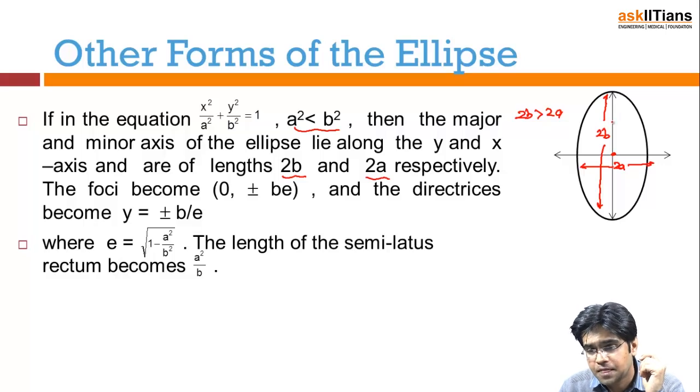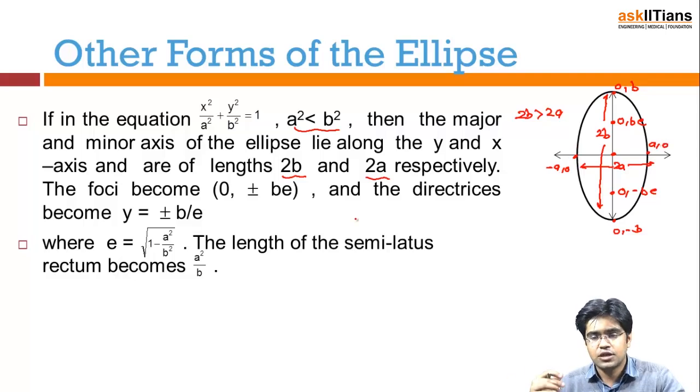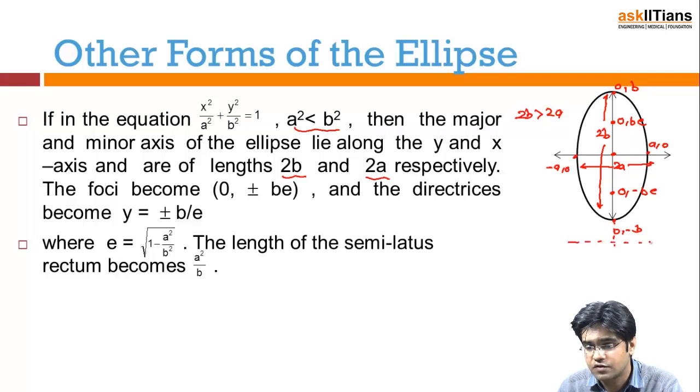The center is here. The coordinates of the focuses now will be 0, be and 0, minus be. This point is 0, b. This point is 0, minus b. This point is minus a, 0. This point is a comma 0. Most of the things are the same, just that the coordinates of the focuses have changed, and straight away this will be one of the directrices, that is y equals minus a by e, and one directrix will be on the top, which will be y equals a by e.